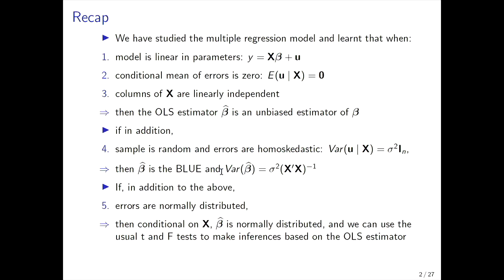If, in addition to those four assumptions, we then made the assumption that the errors are normally distributed, then we saw that conditional on X, the OLS estimator is also normally distributed. And some of you might be thinking, who cares whether beta hat is normally distributed or not? Well, the reason we care is that because beta hat is normally distributed, we're able to derive t-statistics and F-statistics for testing linear restrictions on the parameters of the model.